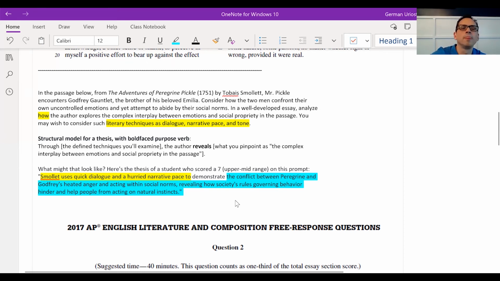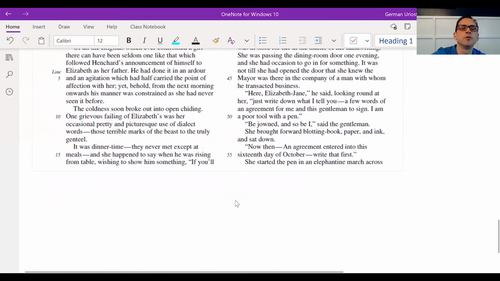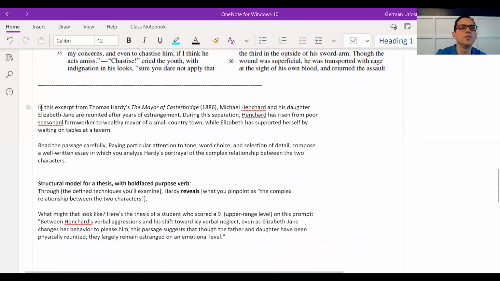One more. Here is part of the prompt. Here's the prompt itself for the 2016, right? Let's take a look at it. I've front-loaded it here, right? In this excerpt from Thomas Hardy's The Mayor of Casterbridge, Michael Henchard and his daughter Elizabeth Jane are reunited after years of estrangement. And that's very typical. You know, that's all the background you need to know. Do they expect you to have read this novel? No, right? I bet most students taking this test have not read The Mayor of Casterbridge. Maybe some have. Thomas Hardy's got some fantastic novels.